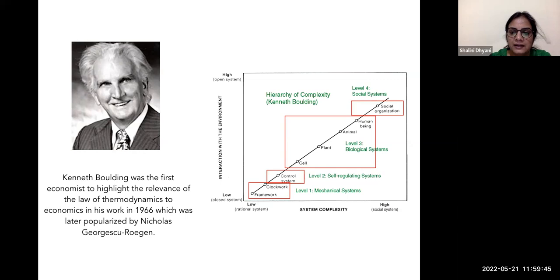And then at the fourth level was the social system or social organization that basically uses this complexity of the system to get the maximum well-being or maximum social welfare. So the lowest system is the rational system and the highest system is the social system. This is the way he analyzed the system complexity. Whereas interaction with the environment, how your biogeochemical cycles are taking place, how your biological systems are interacting with the outer atmosphere, biotic and abiotic resources, and how your social organization system was doing work. This was all discussed by Kenneth Boulding.